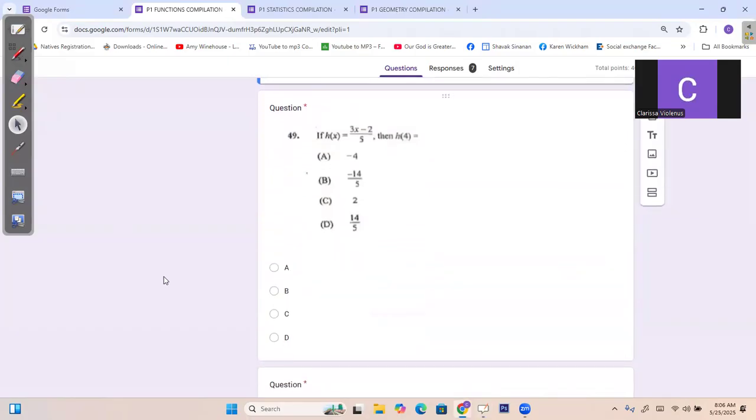If h of x, this is a function, is equal to this, then h of 4, so everywhere we see x, we put 4. So this would be 3 times 4 minus 2 over 5. 3 times 4 is 12. 12 minus 2 over 5. That's 10 over 5, which is 2. So our answer is C.